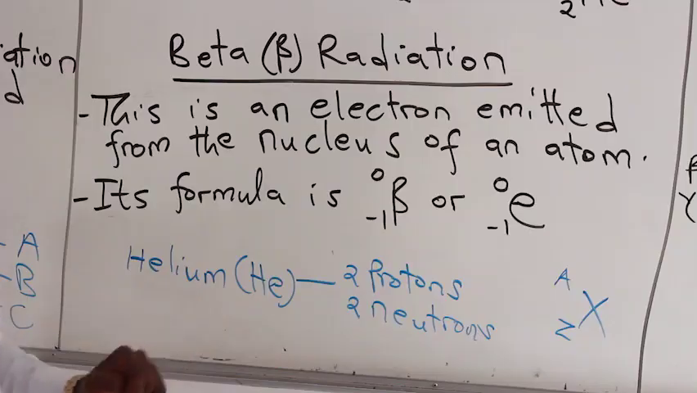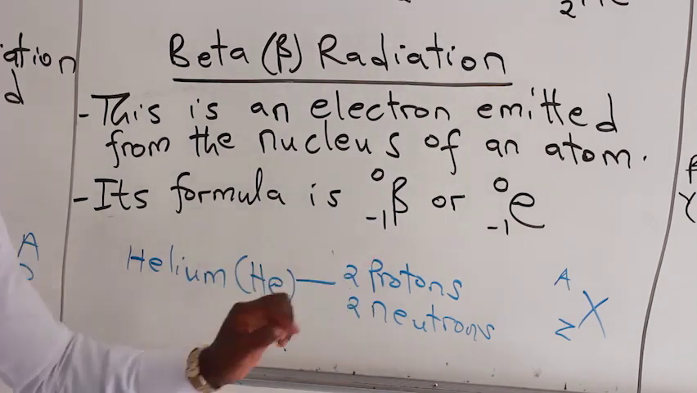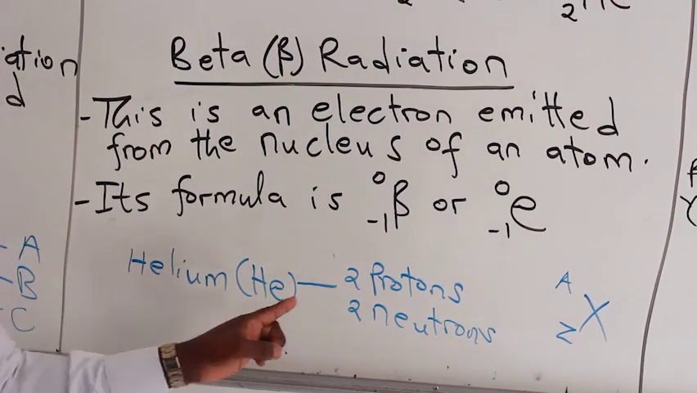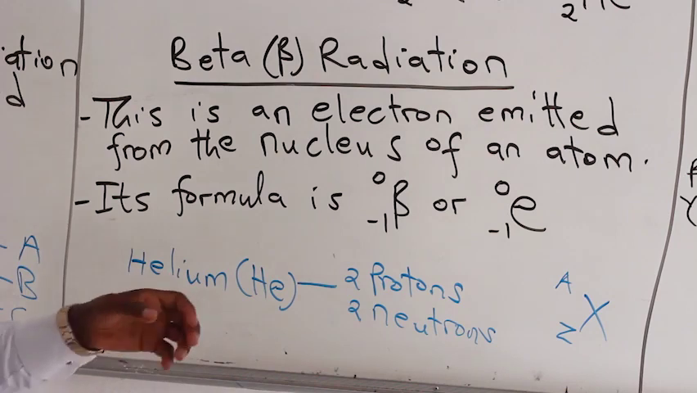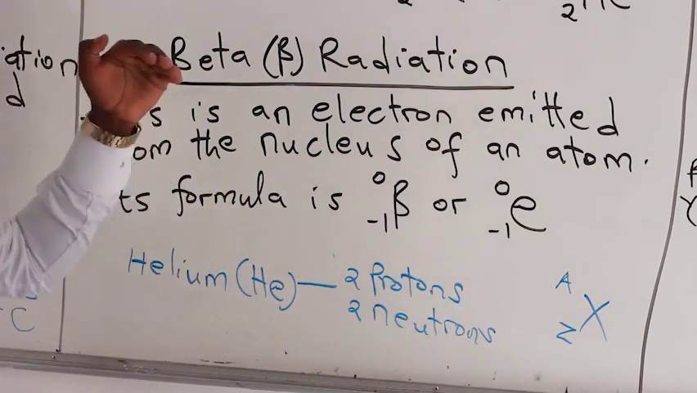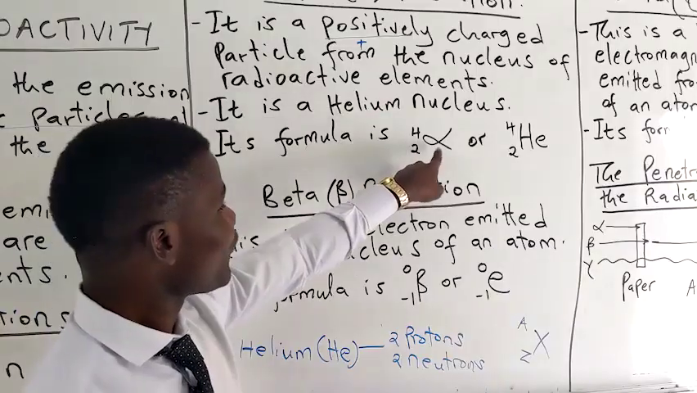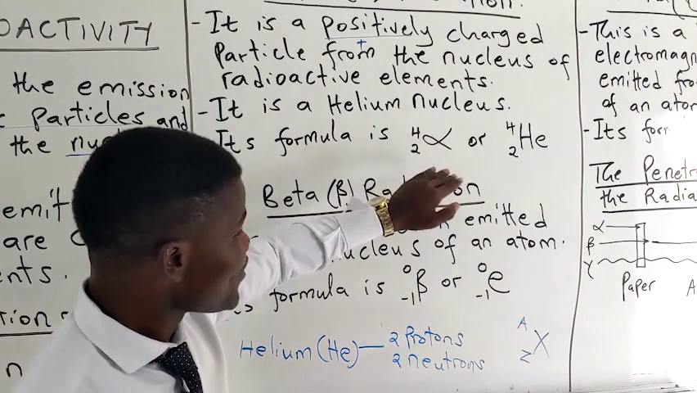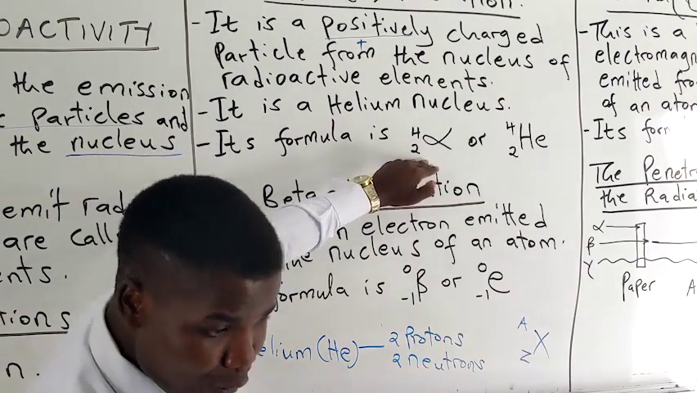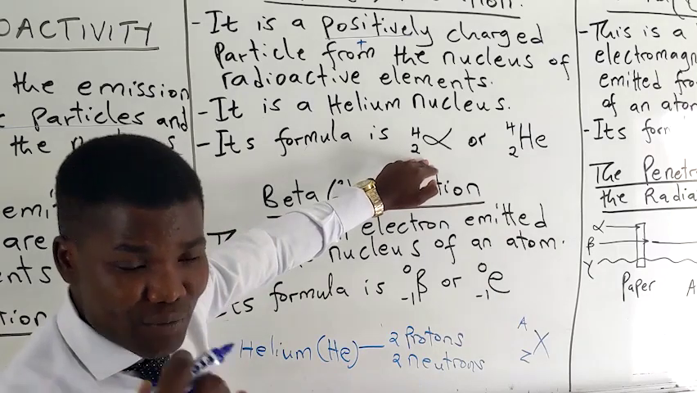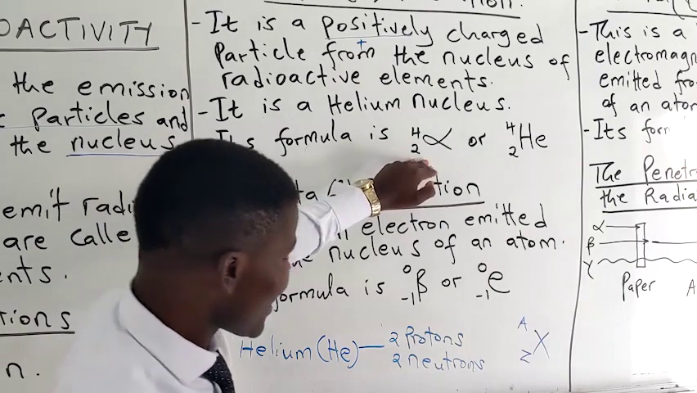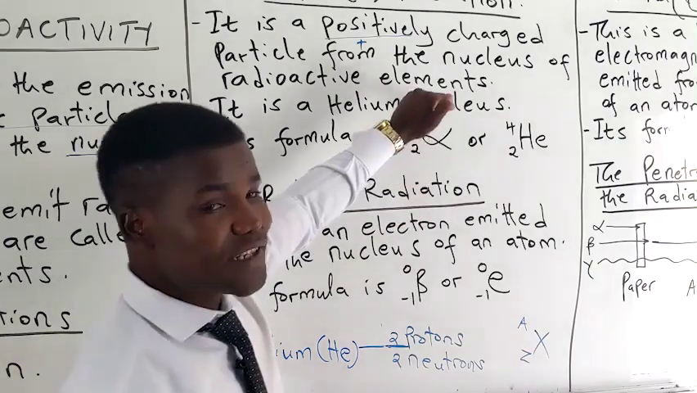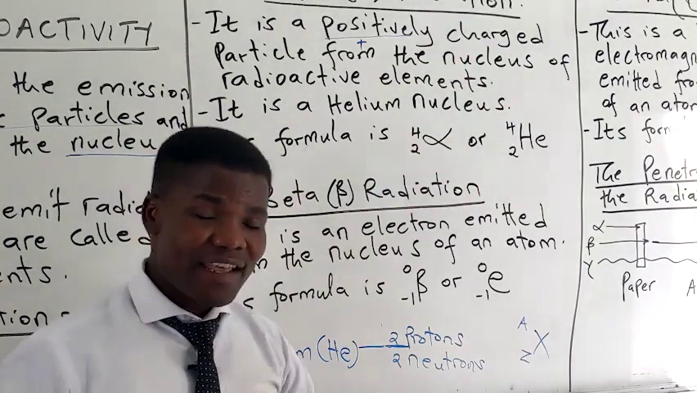So if you have got a helium here with two protons and two neutrons, and we say that alpha is the same as helium with two protons and two neutrons, then from the foregoing, we can easily say that the formula of alpha, representing it with atomic number and mass numbers, we know the subscript here, the lower number, is the atomic number, which is the number of protons. A number of protons here are 2, so we replace it here with 2. And the superscript, the number up, represents the mass number.